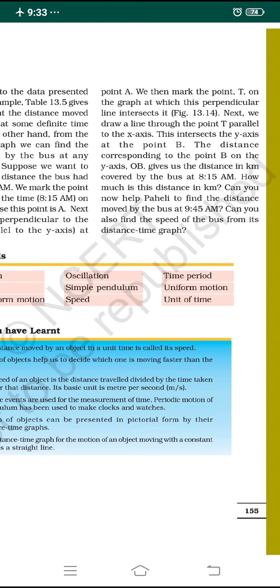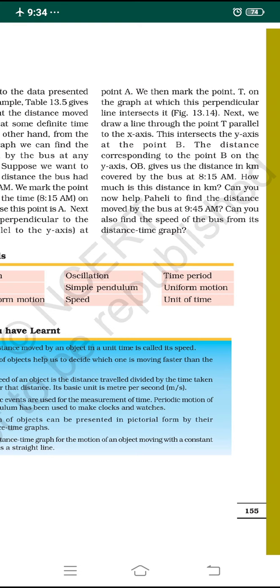If they ask what is the distance traveled between 8:30 and 9 o'clock, or at 8:45, you can find it. Just mark the point, write the time interval, draw a line from the axis, and see where the two lines intersect each other. That gives the distance traveled by the bus. Like that you can also find the speed of the bus from the distance-time graph.